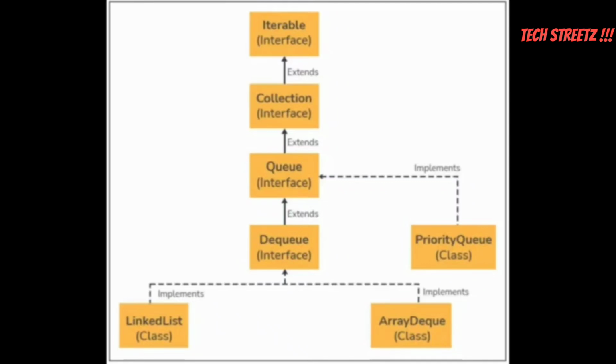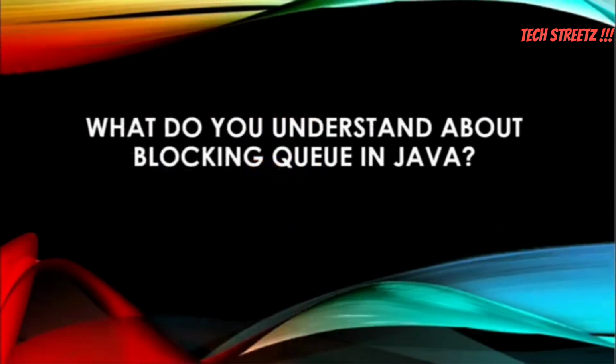Serializable, iterable, collection, queue interfaces are implemented by the priority queue class in Java. What do you understand about blocking queue in Java? Blocking queue is an interface that has been included along with a number of other concurrent utility classes such as concurrent hash map, counting semaphore, copy on write array list and so on.